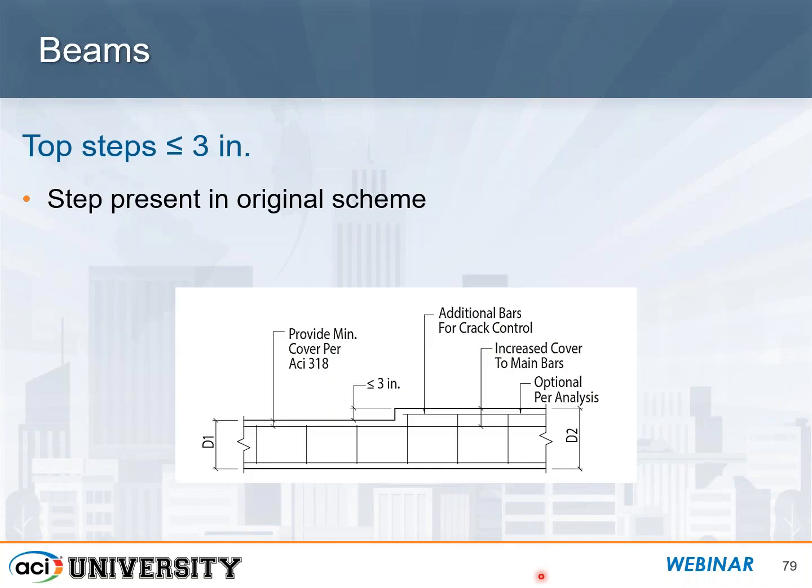So what do you do? If that top step is less than or equal to 3 inches, generally what you could do is take the beam that has the smaller depth, D1 in this case, and design it for that depth. So the flexural reinforcement for that beam will satisfy the strength requirements for this depth, considering the extra concrete is dead load, but then making sure we provide some additional bars for crack control in that portion so we don't have any issues with the concrete there. So that's one thing you can do.